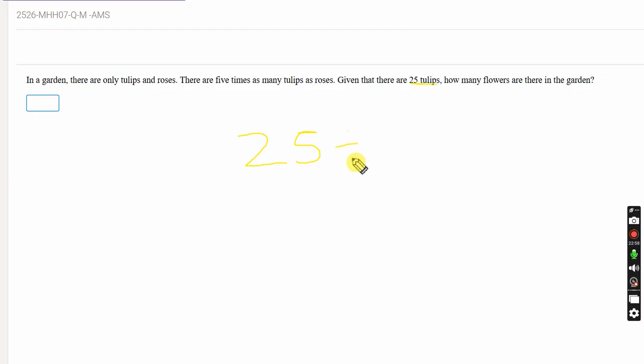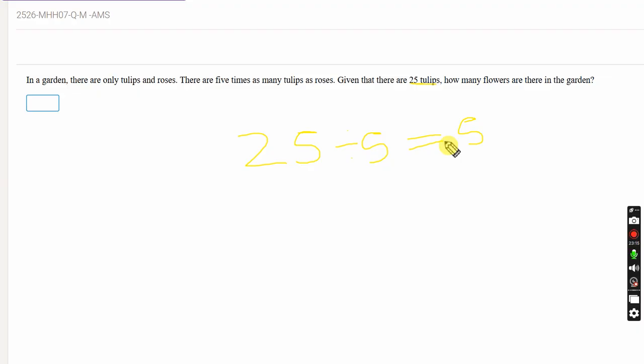That means that 25 divided by 5 will give you as many roses as you have, right? Because they told us about the tulips, which are 5 times more. So if you want to find out how many roses there are, you have to do the opposite. You have to divide it. So you'll get 5 here.